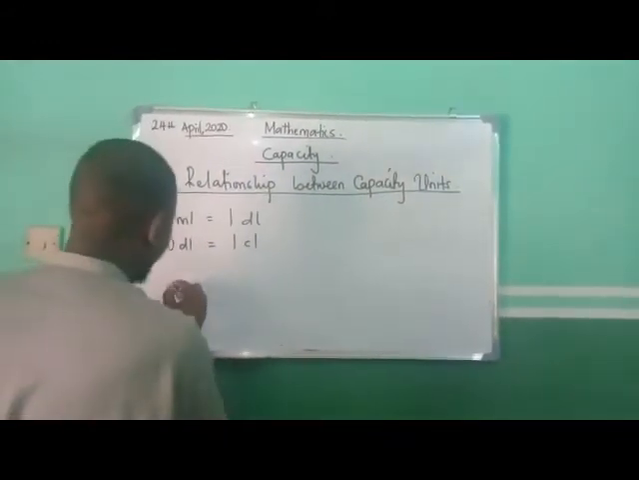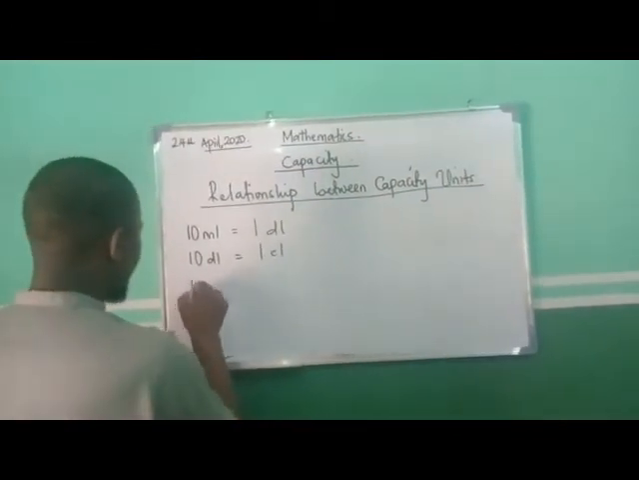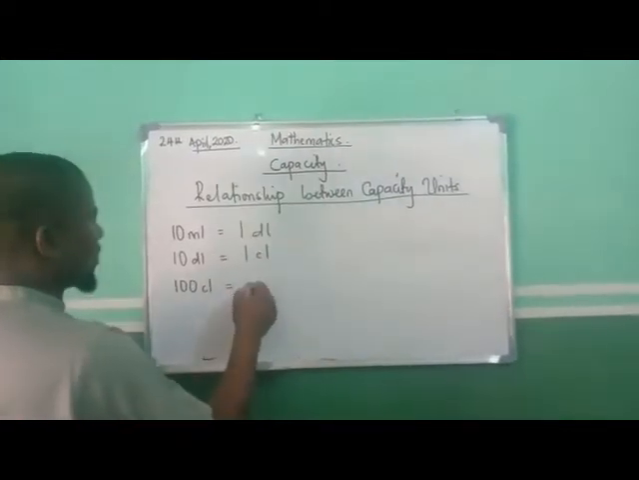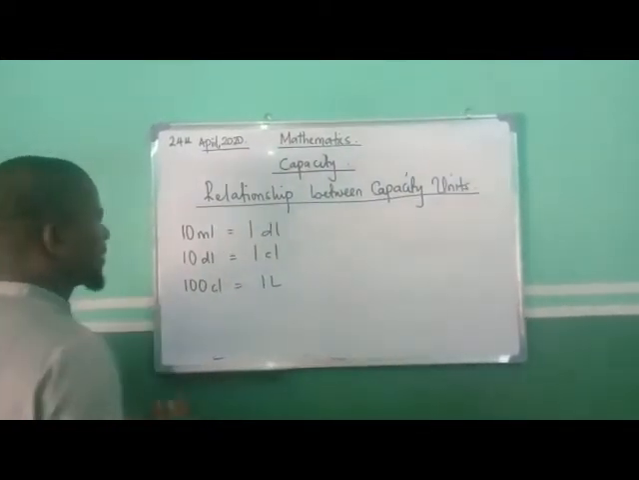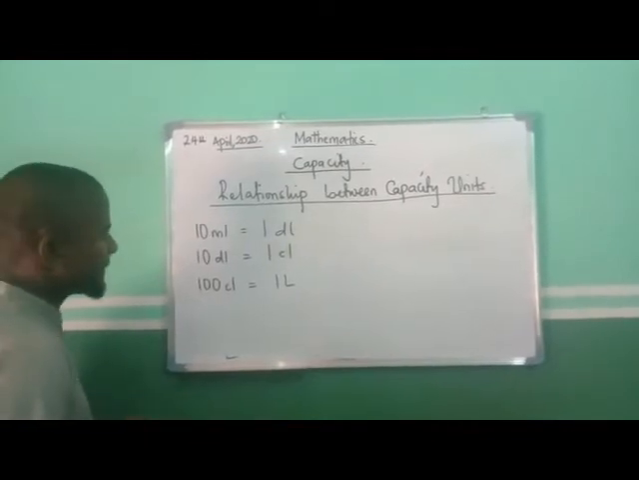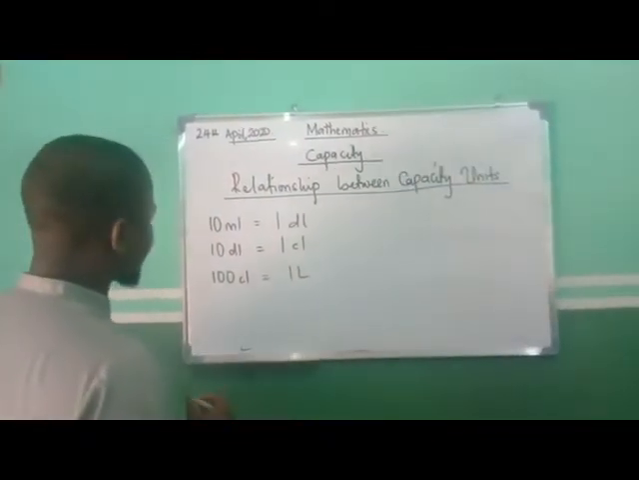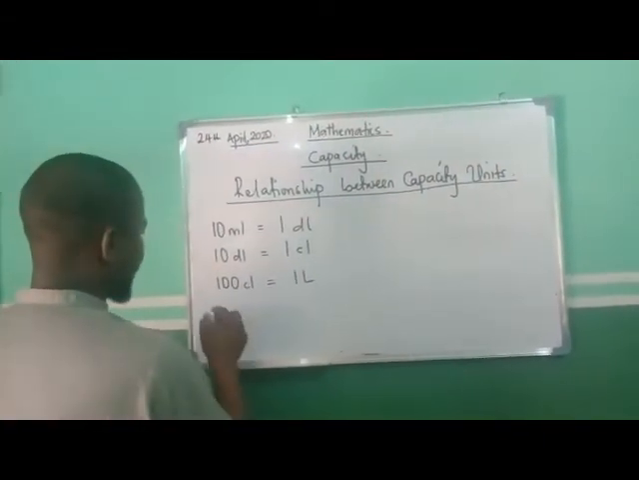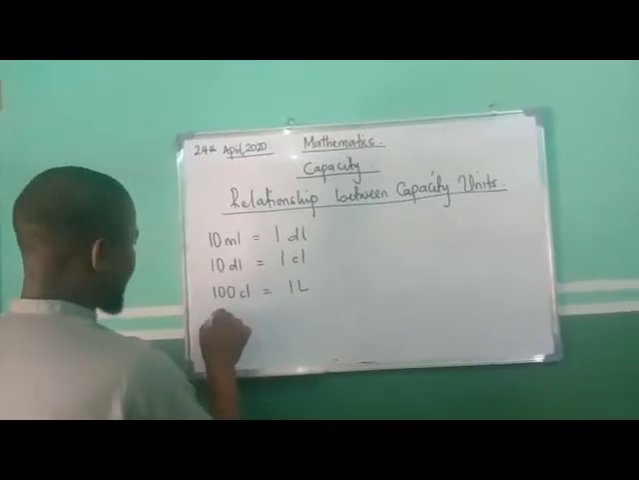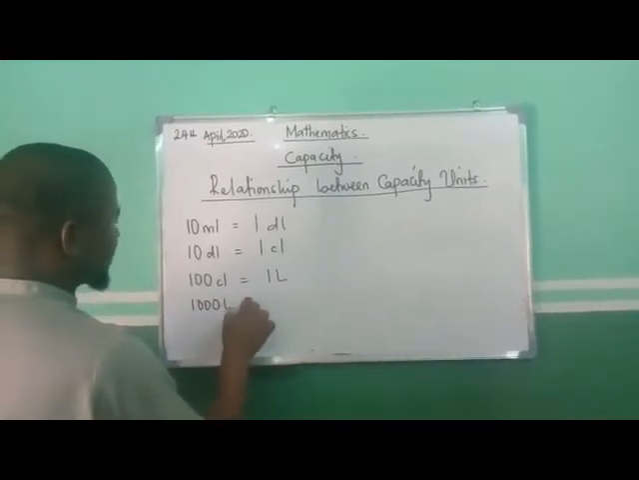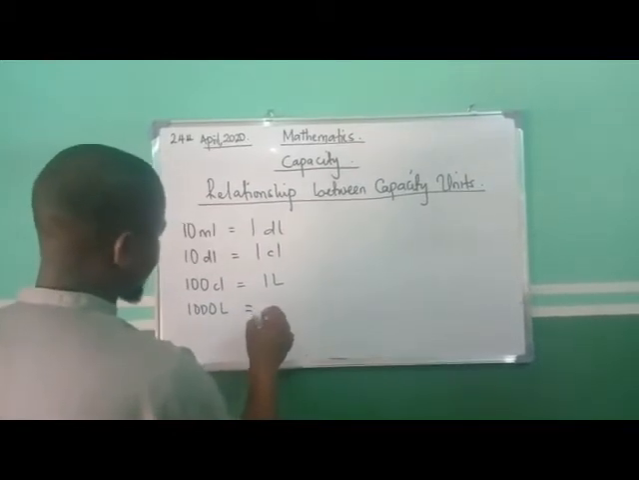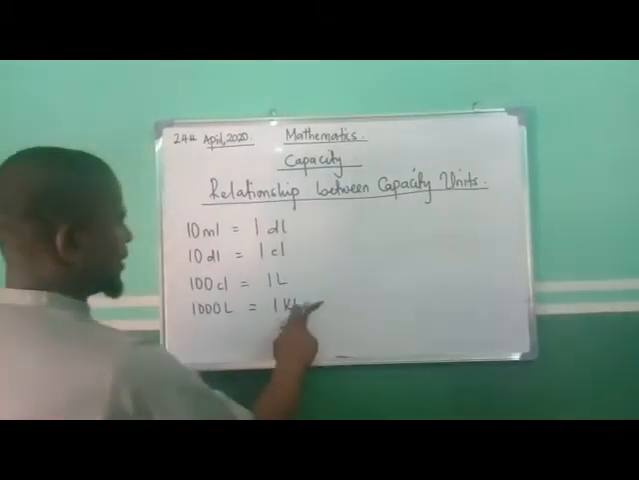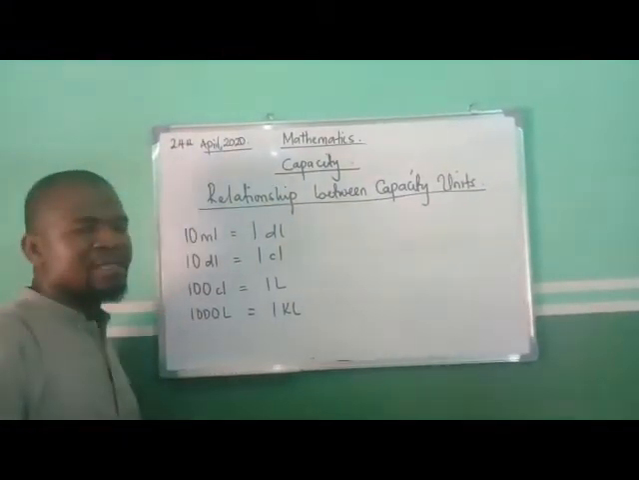Then, as it is, 100 centiliters will give me 1 liter. Okay? That's the way it is. 100 centiliters will give us what? 1 liter. Then we can say 1000 liters will give us what? 1 kiloliter. These are the most essential ones you need to know.